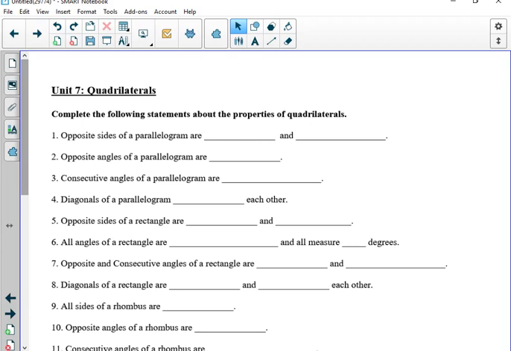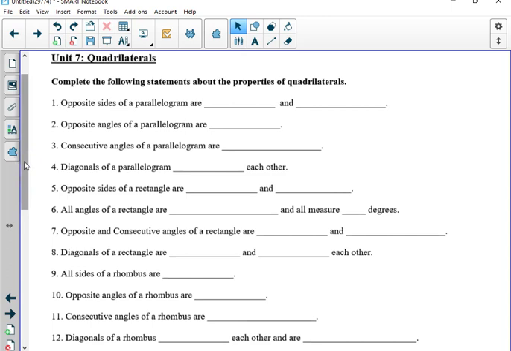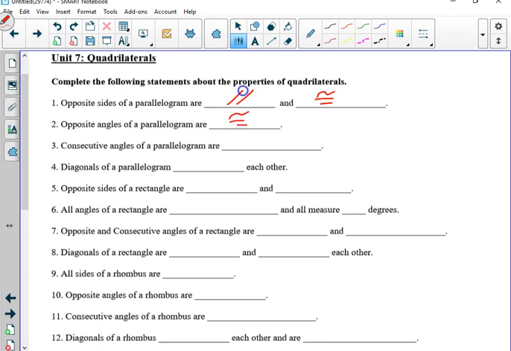Alright, Unit 7. I'm going to start off here with a lot of vocabulary. Opposite sides of a parallelogram are parallel and congruent. We're using symbols to save time. Opposite angles are congruent.